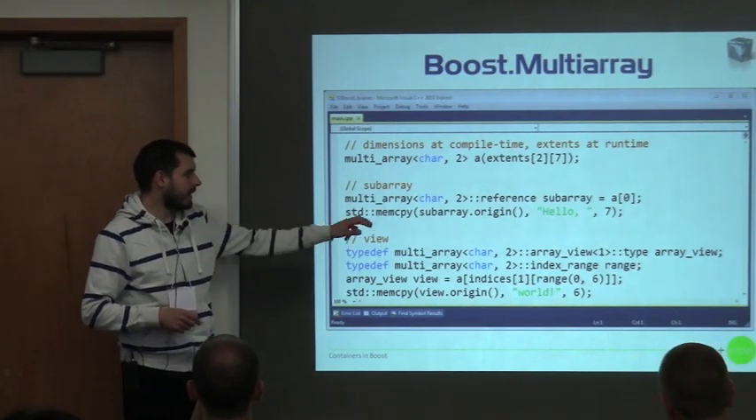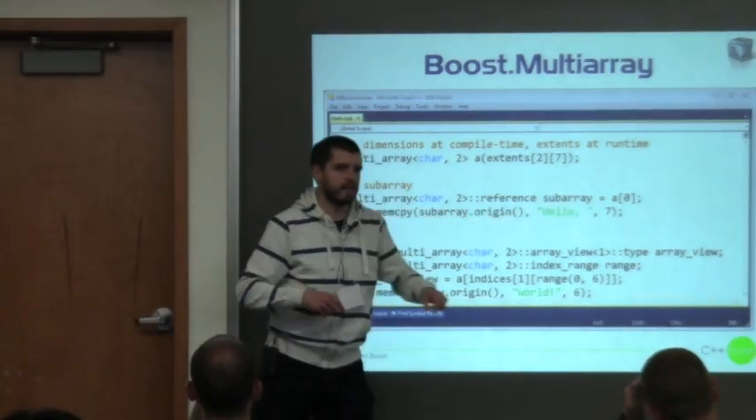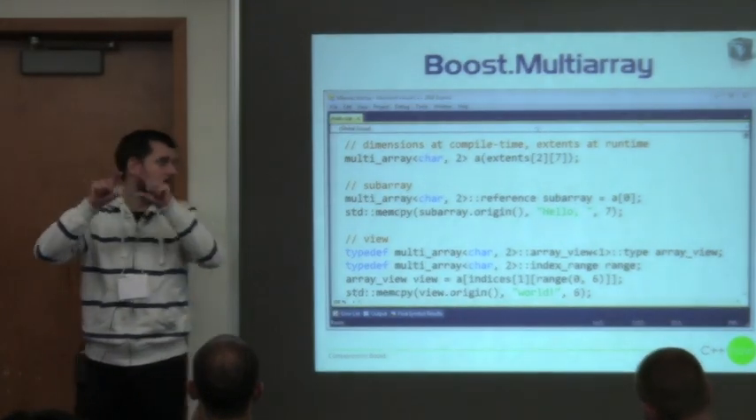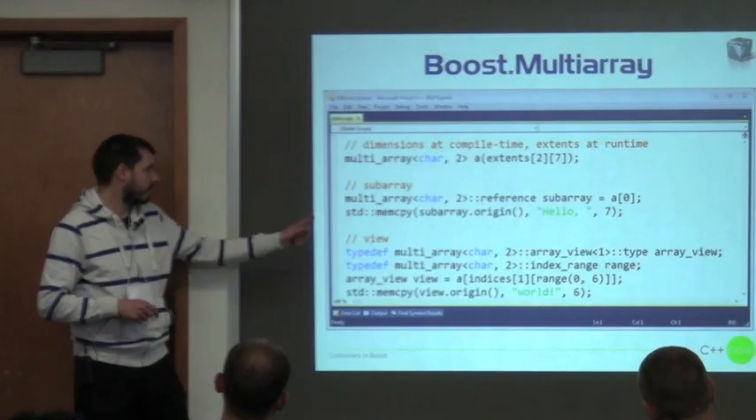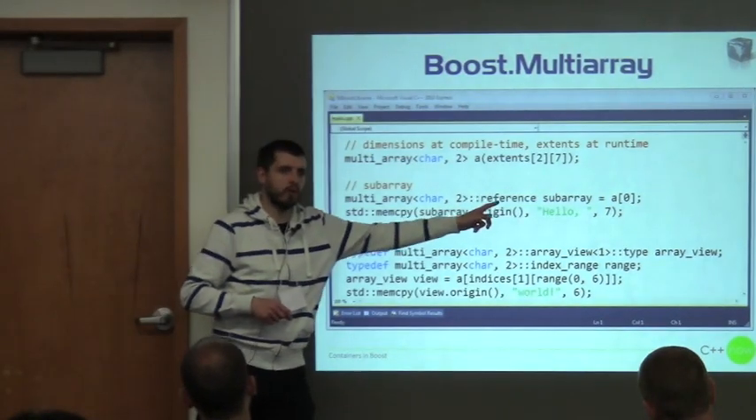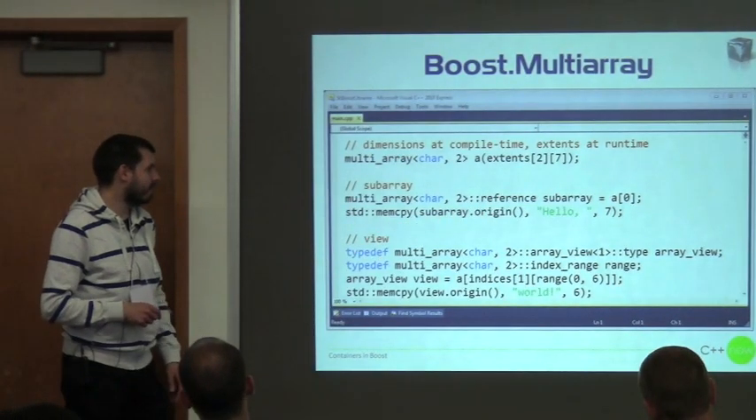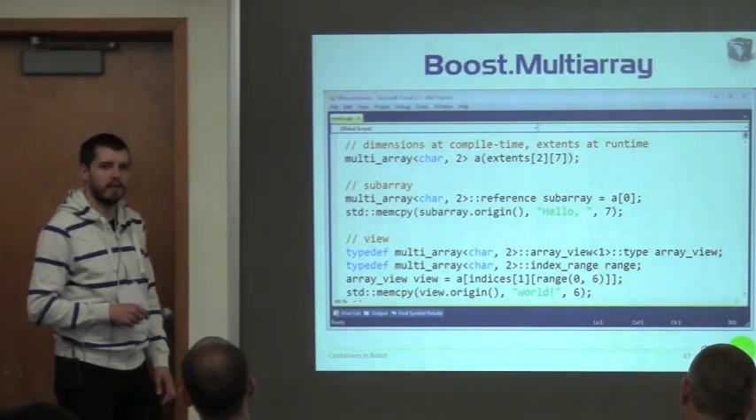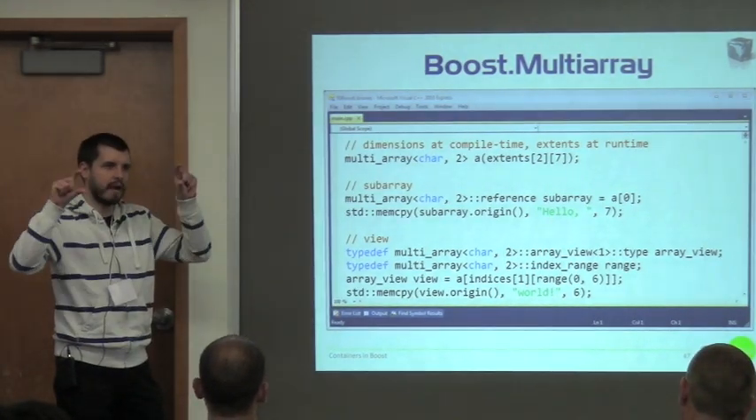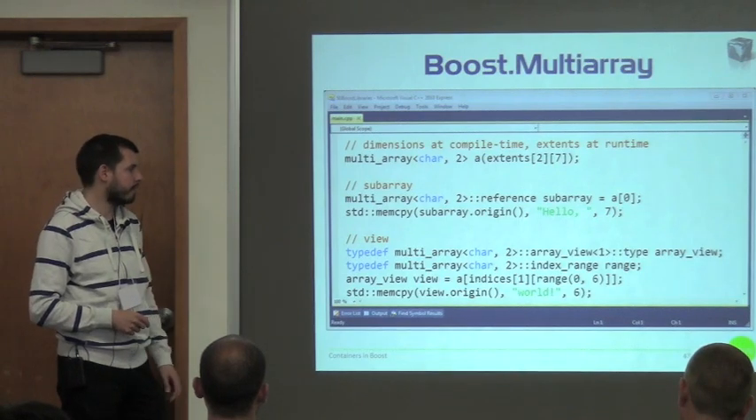And if I use then an index, like here, to access the first row in my two-dimensional array, I get a sub-array. Maybe I should have used here also the keyword auto. And I can then copy, for example, the word hello, comma, into my first row, into my sub-array of that multi-dimensional array.